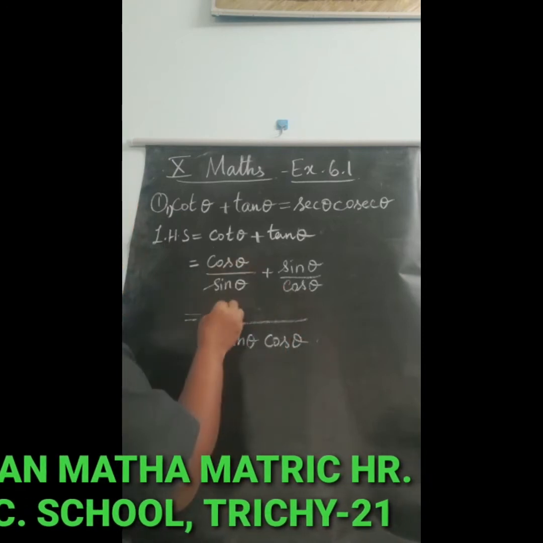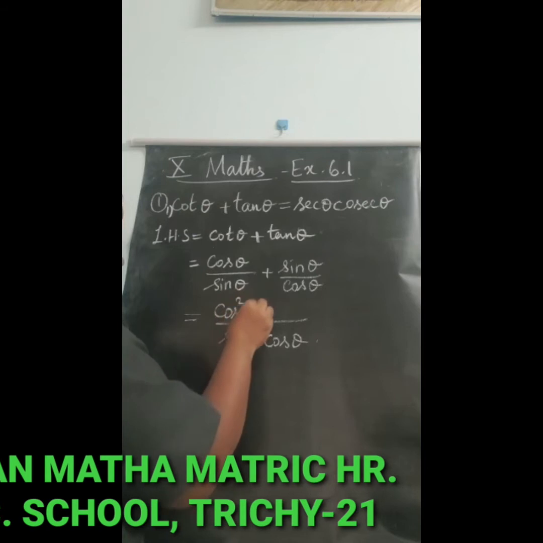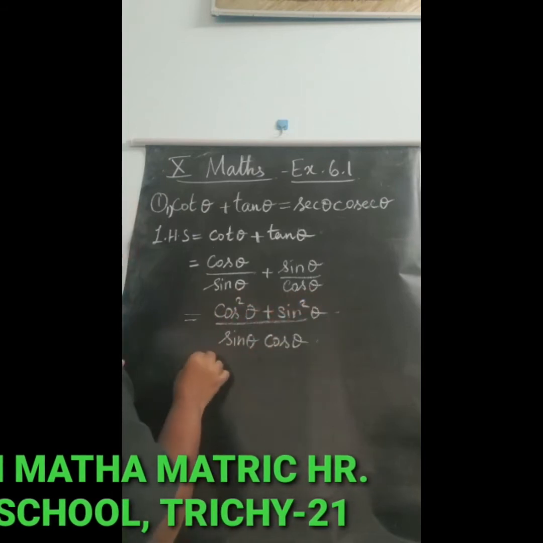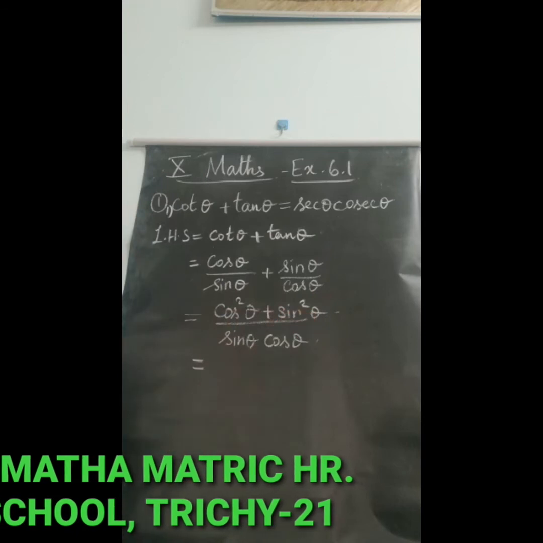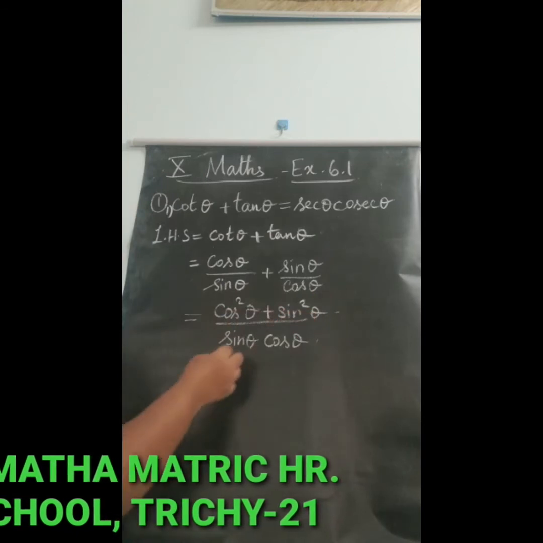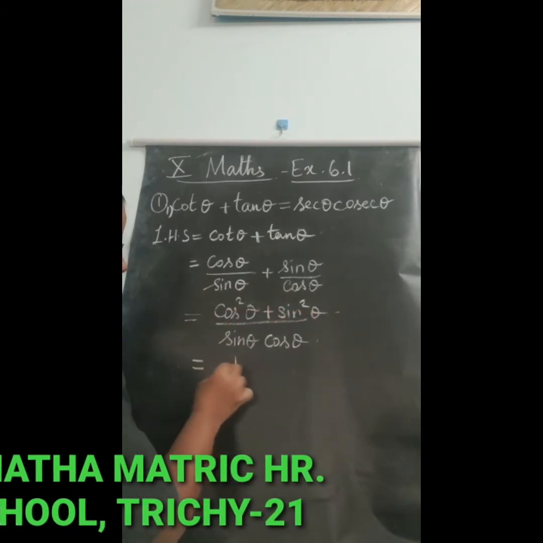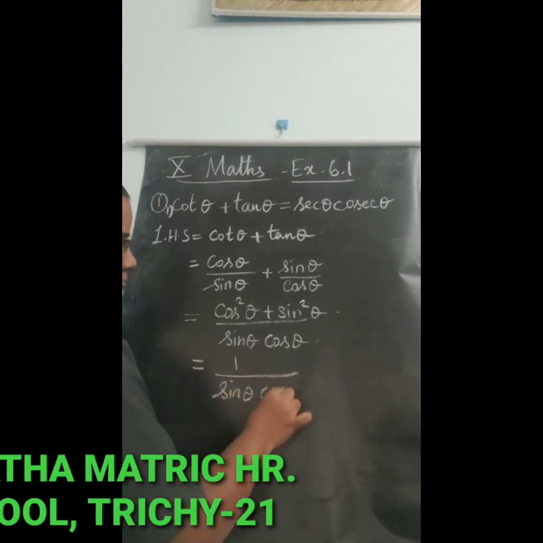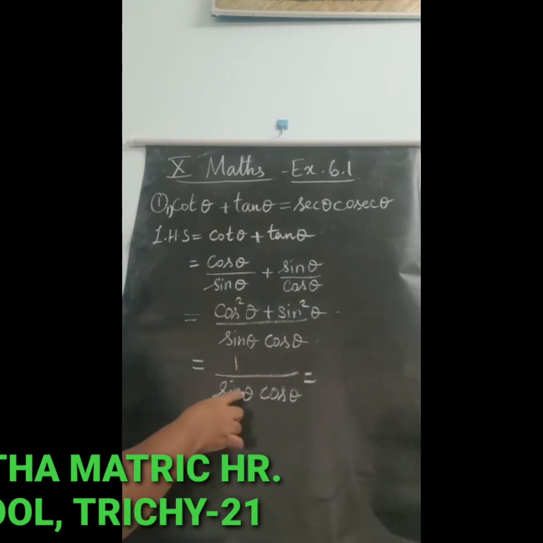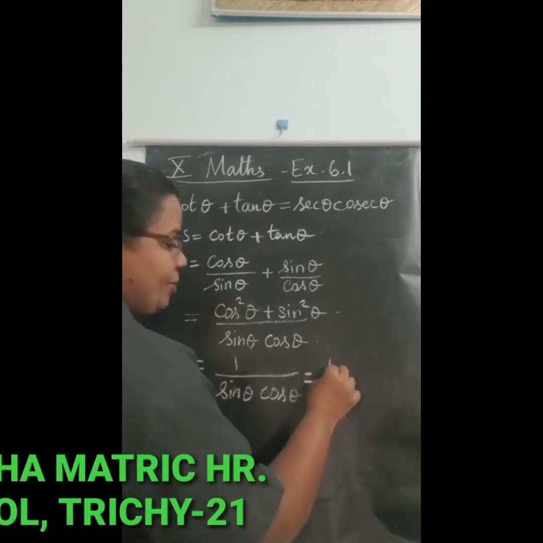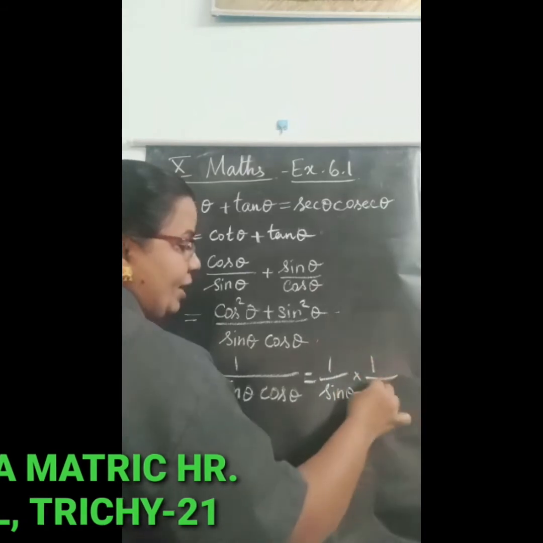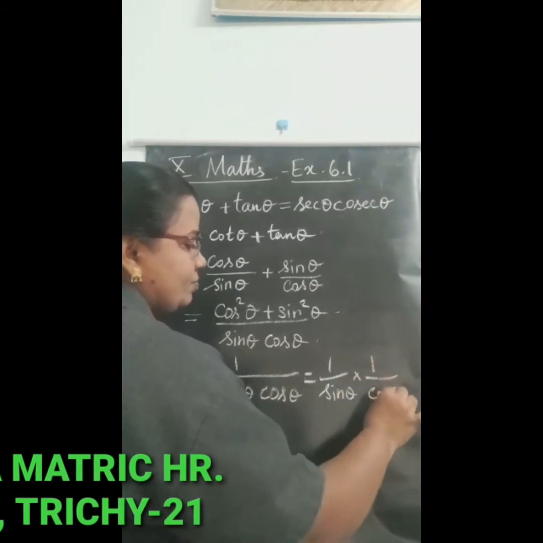So cross multiply: cos square theta plus sin square theta. What is the value of cos square theta plus sin square theta? That is 1. So 1 divided by sin theta cos theta. You have to split into two ways, that is 1 by sin theta into 1 by cos theta.